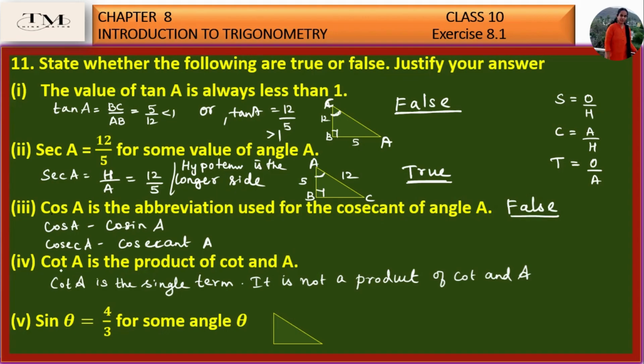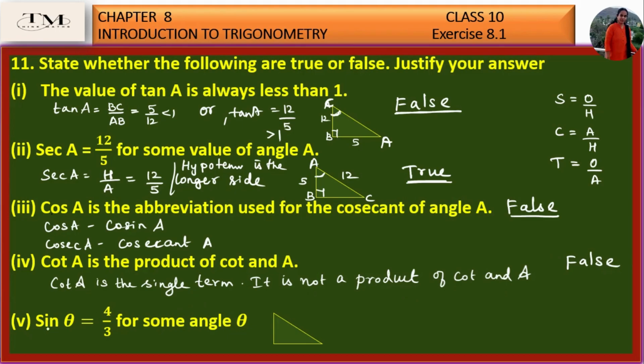Now the fourth question: cot A is the product of cot and A? No. Cot A is a single term. It is not a product of cot and A. So the solution is false for the fourth part.